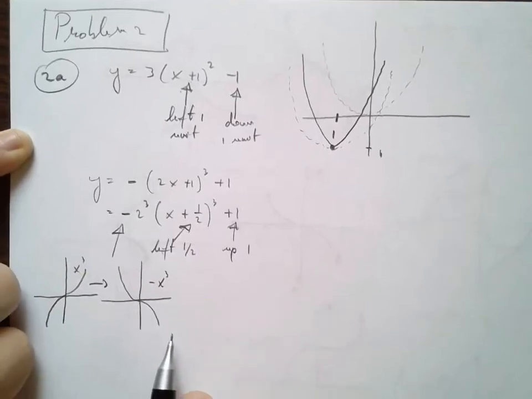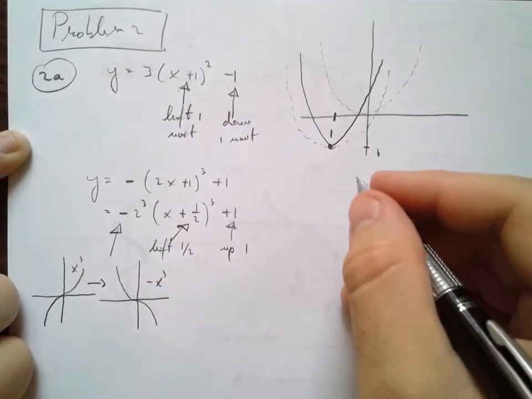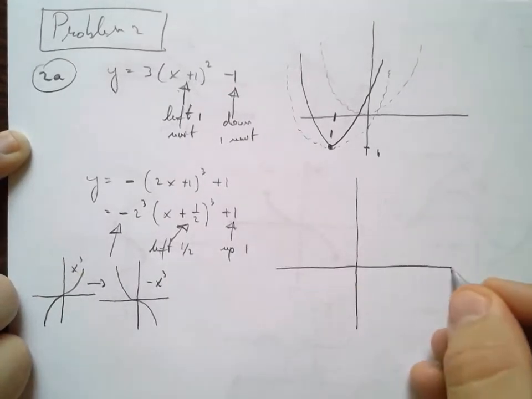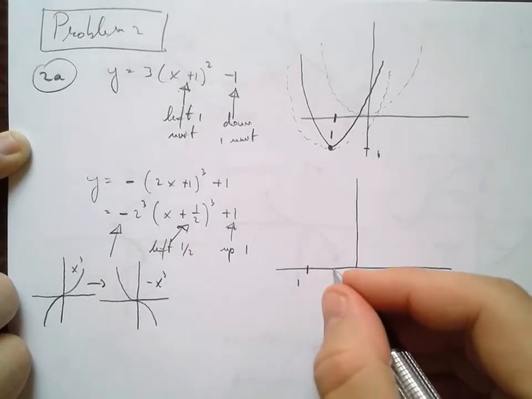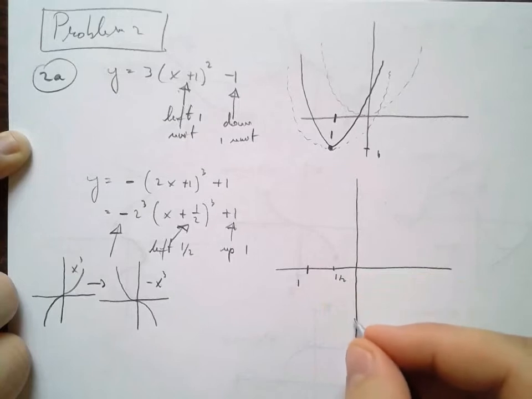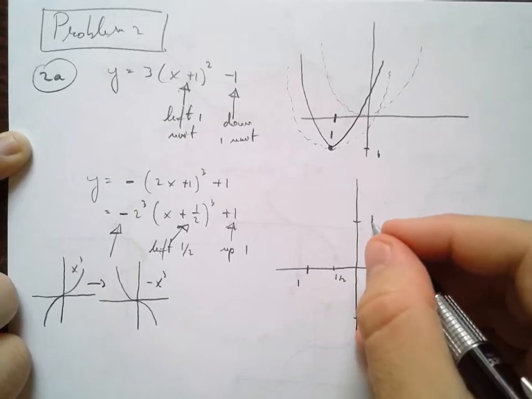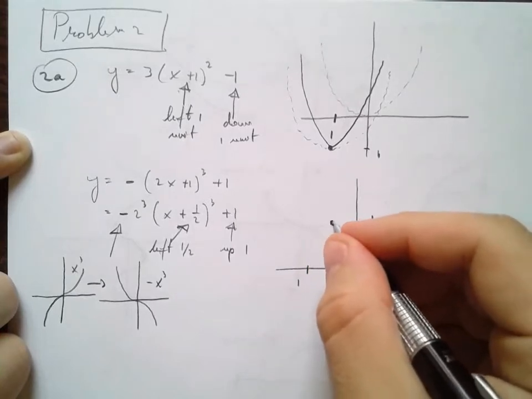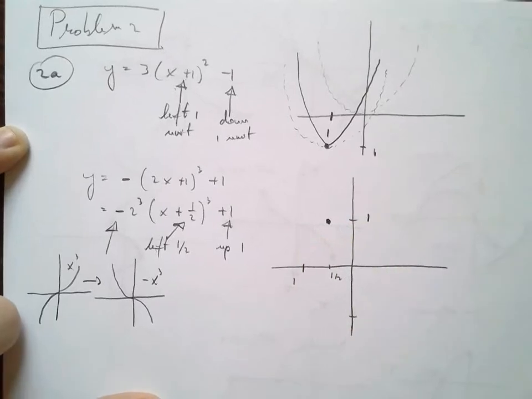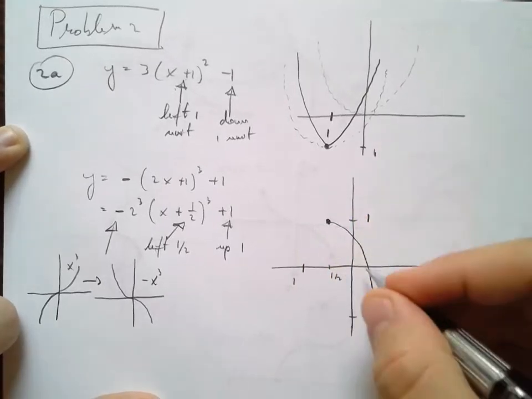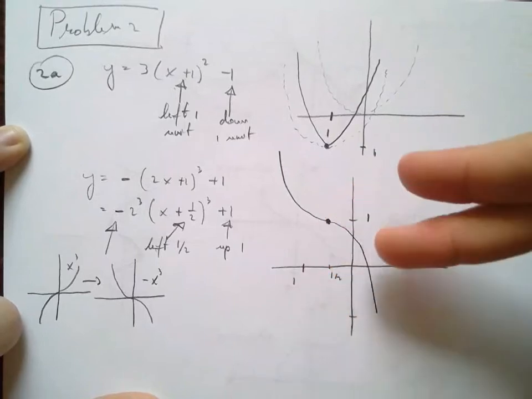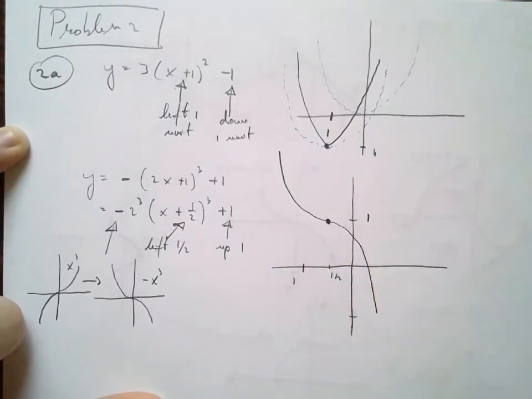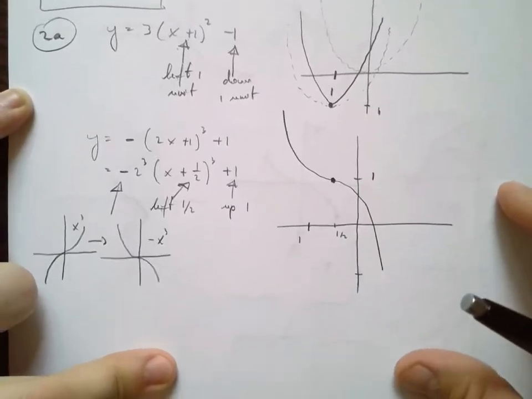Okay, so that's what's happening with that negative sign. So let's go ahead and draw the final graph here. So I'm going to the left 1 unit, and I'm going up 1 unit. So here's my center, and it's basically going to be x cubed but flipped like that. Okay, so that's the problem 2a.